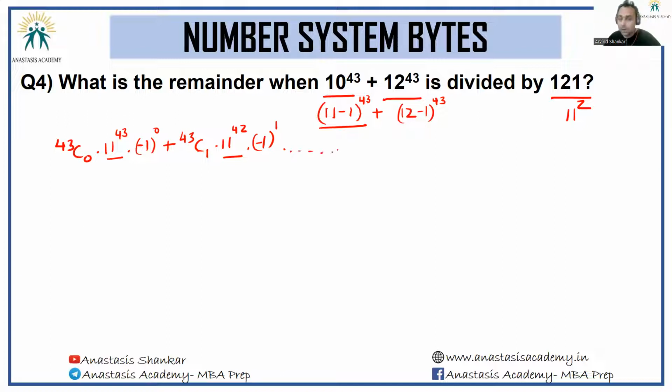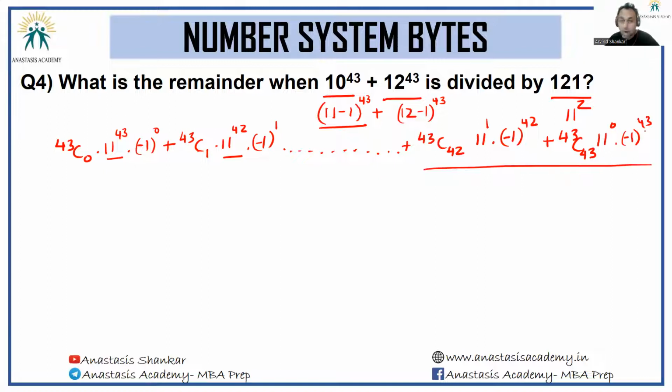The only terms that will not be divisible by 121 are the last ones, which would be 43C42, 11 raised to the power 1 into minus 1 raised to the power 42, plus 43C43, 11 raised to the power 0 into minus 1 raised to the power 43. These are the only two terms that are not divisible by 121. Everything prior to this is divisible by 121.